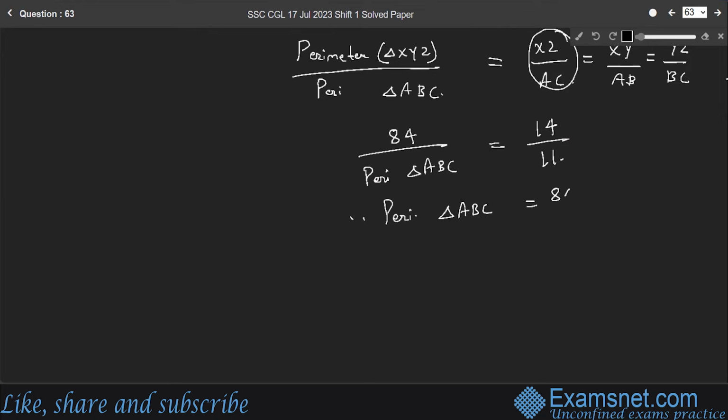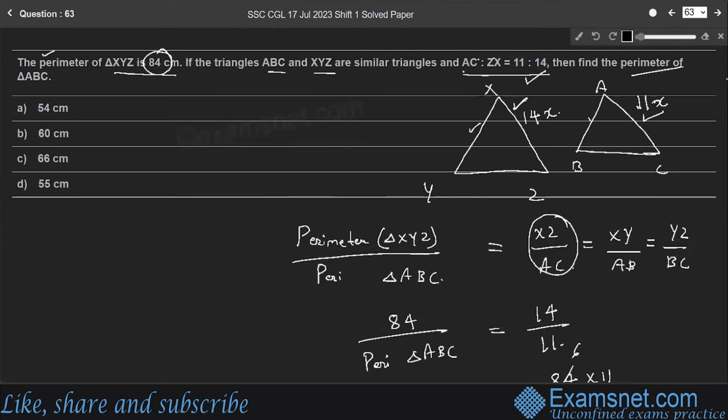ABC is equal to 84 into 11 by 14. So 14 into 6 is 84, 11 into 6 is 66. The unit is centimeter. Perimeter of triangle ABC is 66 centimeter. Option C is the right answer.